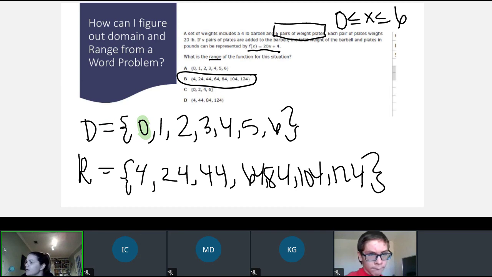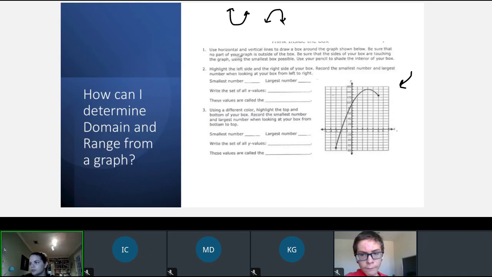Some of you may get it right away, and that's totally fine. You don't have to do the long drawn out process, but if this helps you to stay organized, then it's 100% worth it. So number 1 says use horizontal and vertical lines to draw a box around the graph shown below. Make sure no part of your graph is outside the box. Be sure the sides of your box are touching the graph.